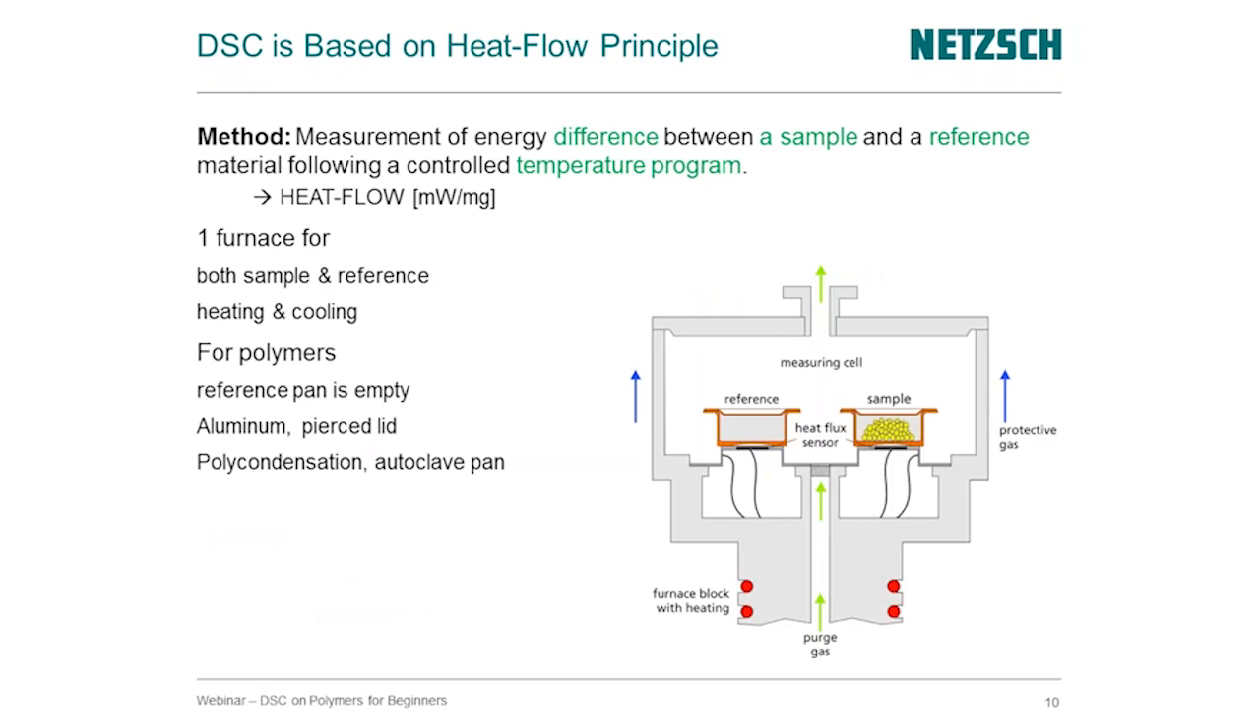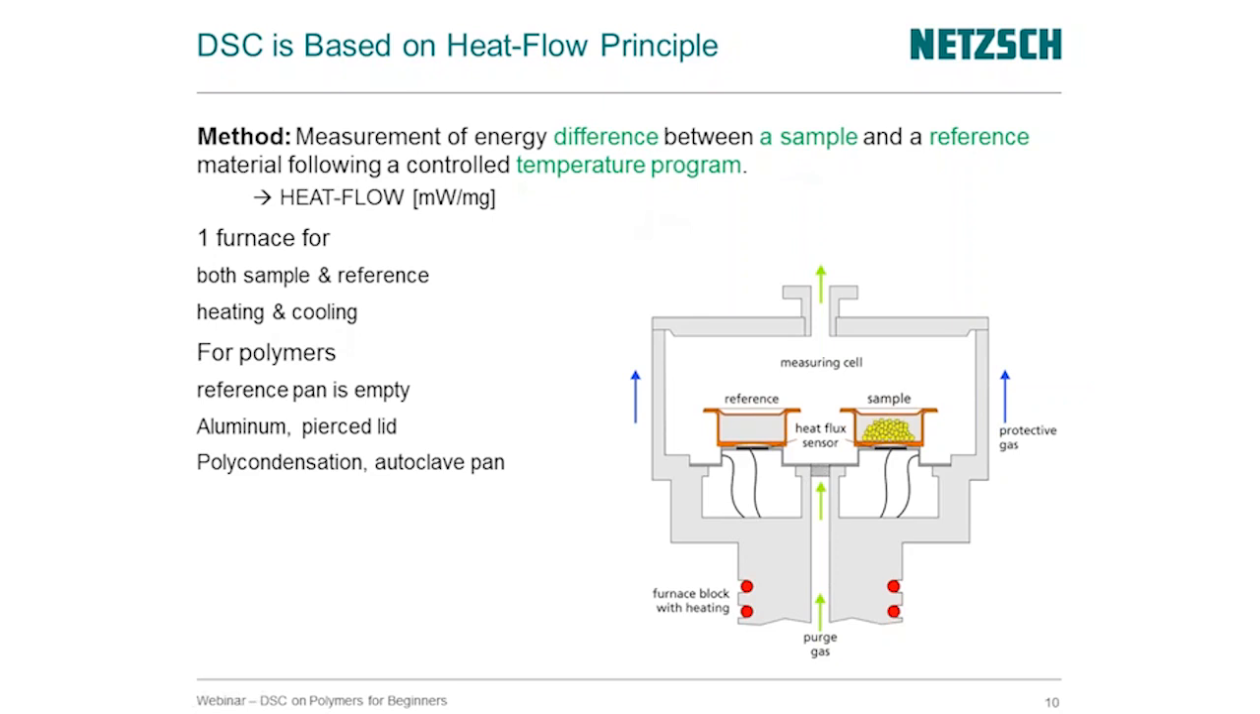So let's look at the basic operating principle of a heat flux or heat flow DSC. This heat flux or heat flow DSC principle was developed going back to 1955, probably before most of us were born, introduced by a gentleman named Dr. Boersma. And in the heat flux or heat flow principle, we're looking at the measurement of an energy difference between a sample and a reference material following a controlled temperature program. So it's important to note that this can be both heating and cooling of materials.